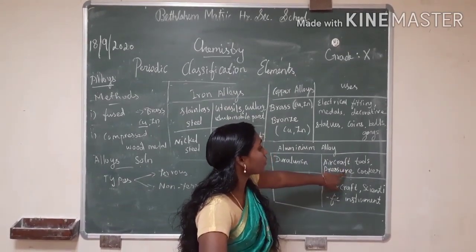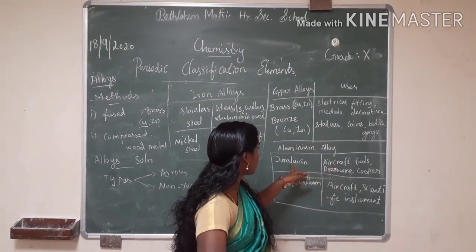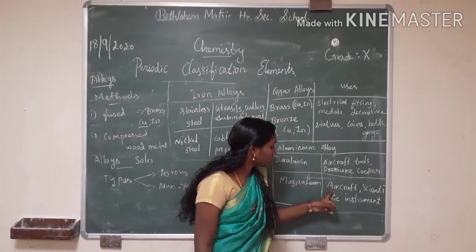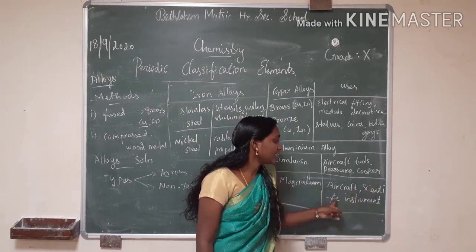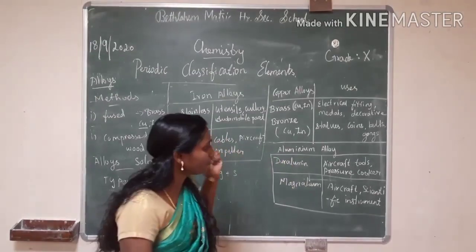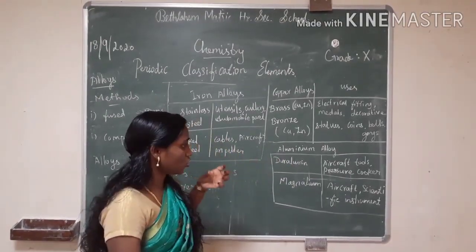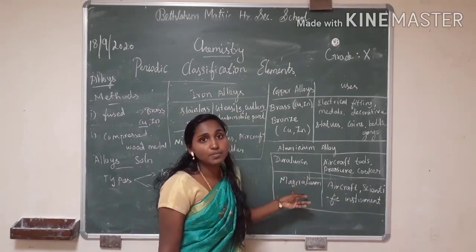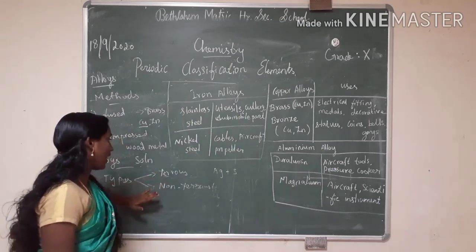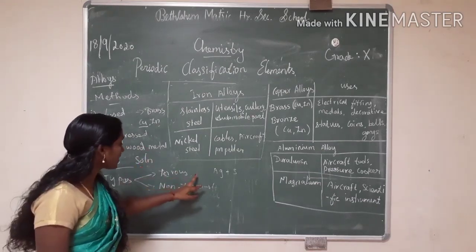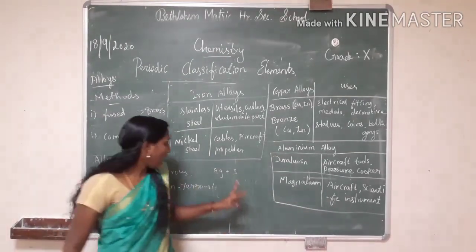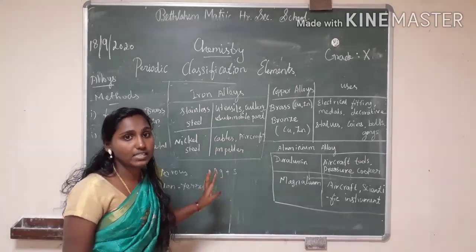Then pressure cooker. Pressure cooker is also made using this metal duralumin. Then magnesium is used for aircraft. Then scientific instruments. In the physics lab we are using some instruments, so those instruments are also made by this magnesium metal. So these are the types of alloys: ferrous alloys and non-ferrous alloys. Ferrous alloys' main component is iron and non-ferrous alloys do not contain iron.